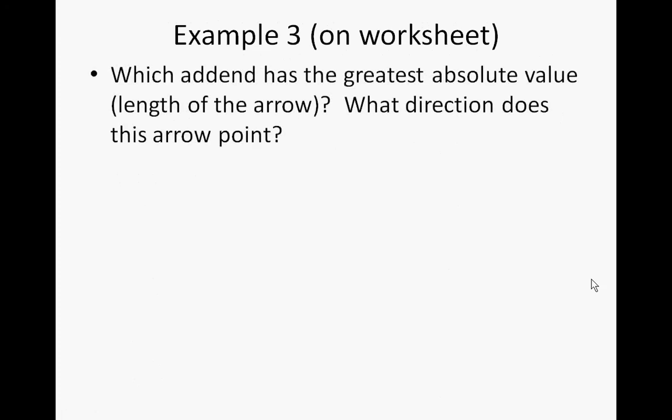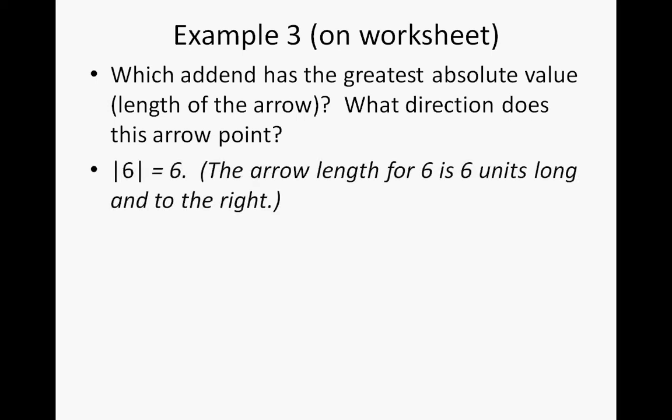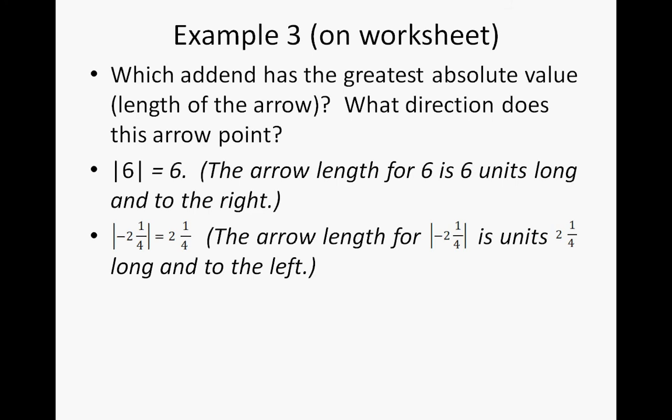All right, example 3 on your worksheet. Which addend has the greatest absolute value, which is the length of the arrow, and what direction does this arrow point? Well, the absolute value of 6 is 6, so the arrow length for 6 is 6 units long, and it's pointing to the right. And for the other one, the absolute value of negative 2 1/4 is 2 1/4, so the arrow length is 2 1/4 long, but it is pointing to the left.